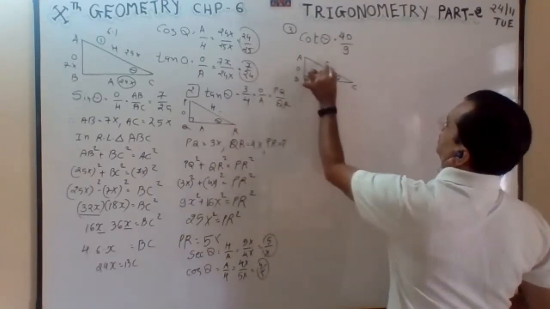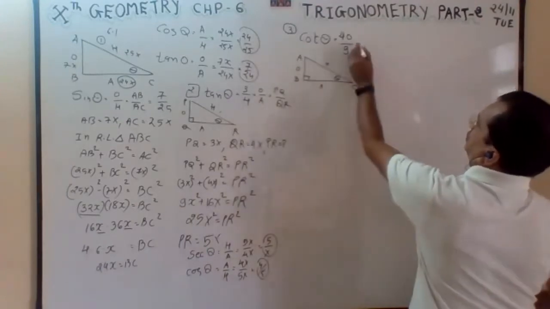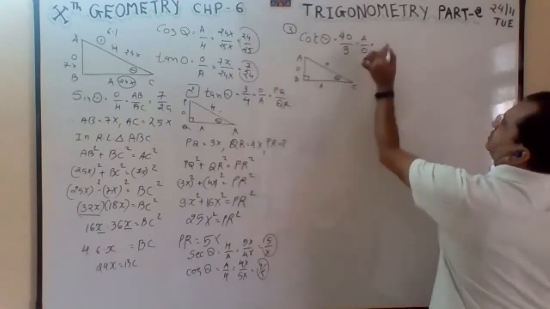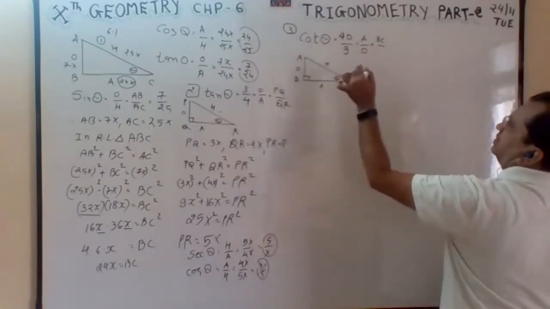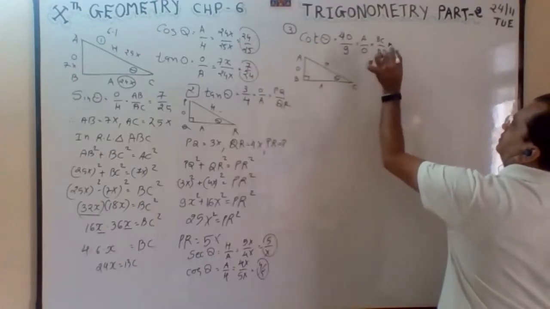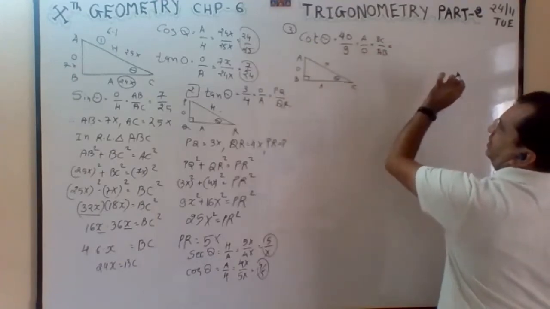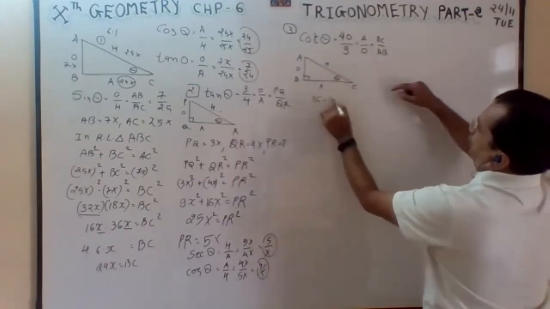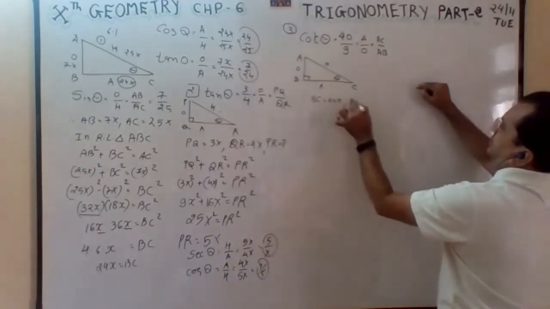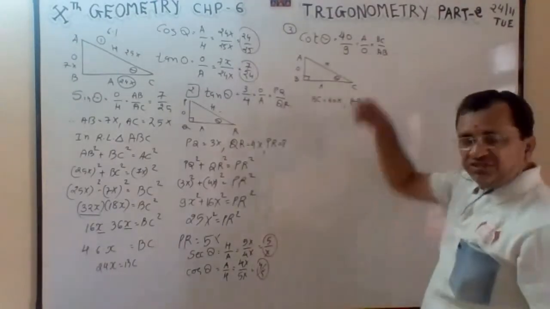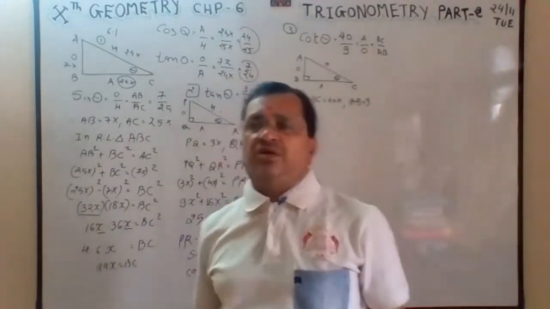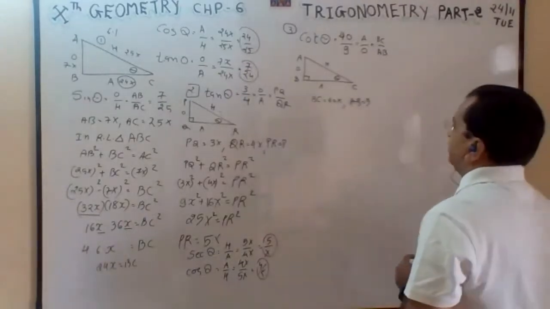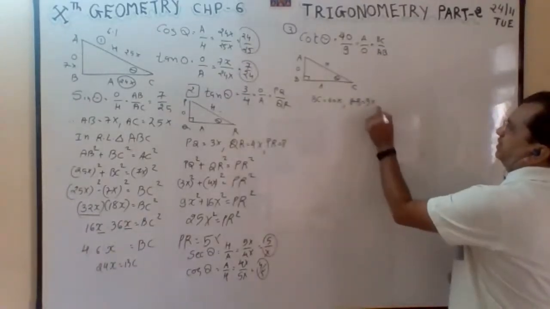Opposite, adjacent, hypotenuse. So cot is equal to adjacent by opposite. Adjacent is BC, opposite is AB, and that is given. So BC is equal to 40x, AB is equal to 9x. The ratio is given, the individual length is not given, so you can't take 9 and 40 directly. Remember that, in the exam they will cut your marks.